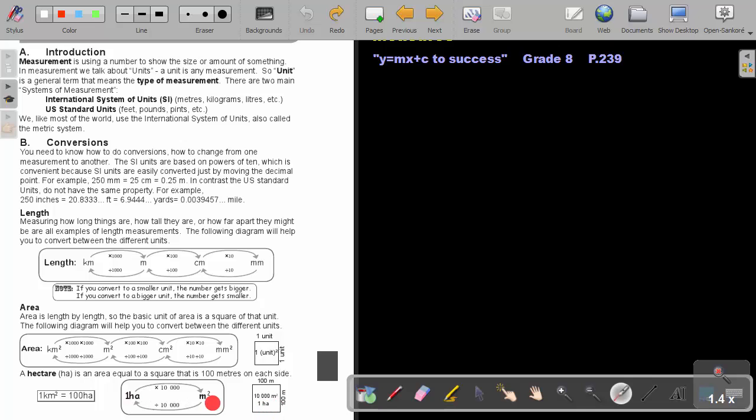If you want to use a table, so hectare to square meters, I multiply by 10,000, and if I want to go back, I divide by 10,000. And just for interest, 1 kilometer square, so 1 kilometer by 1 kilometer, will be equal to 100 hectares.